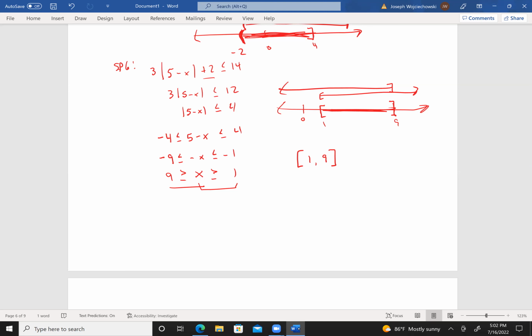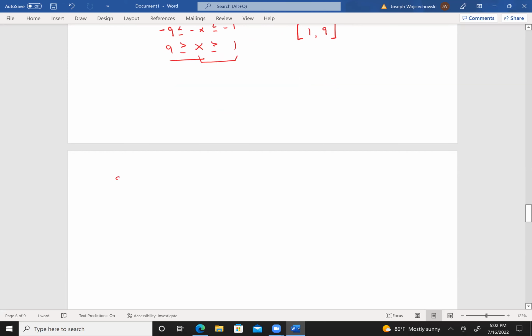Solve the inequality and write the solution set in interval notation. Skill practice 7. So I have -18 is greater than -3 times the absolute value of 2y minus 4. So now I'm going to divide by -3, which gives me 6. Change the direction of the sign.